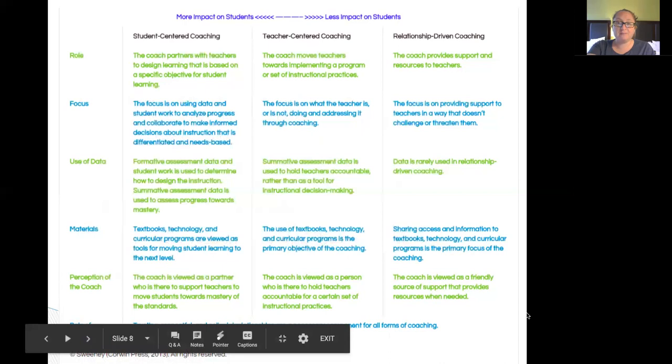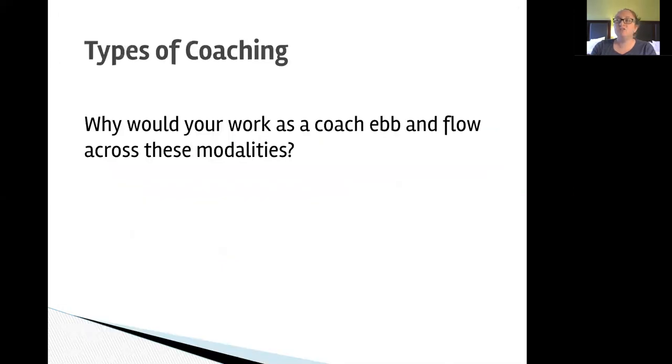You can see nothing is the same except for the role of relationships. So you will never just work in one type. You will go back and forth between types. It can depend on so many different things, but I want you to think, why would your work as a coach kind of ebb and flow across these modalities? Think about it for a minute.